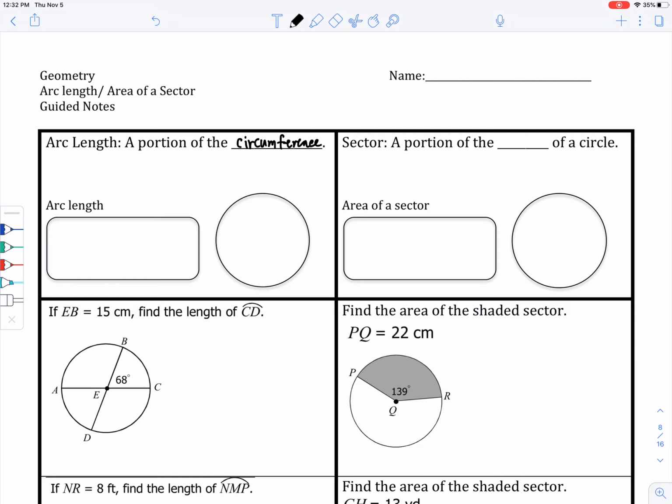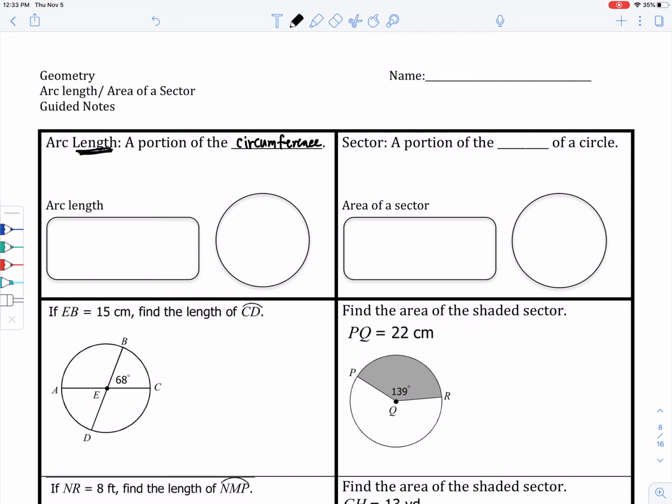All right. So arc length is different than arc measure. We've talked about arc measure before being a degree, but an arc length will be a distance. It's going to be a length. Just like we talked about the central angle being equal to the arc measure, right now we're talking about arc length, so we're talking about how long the arc is.